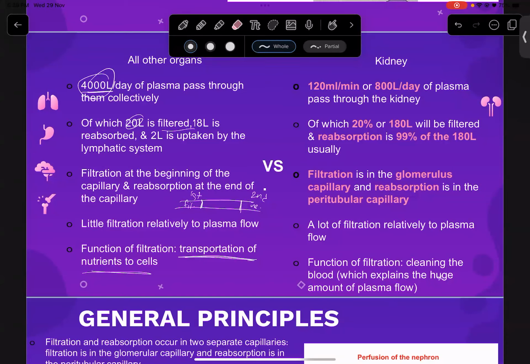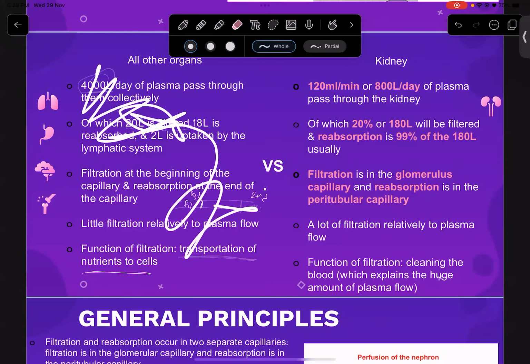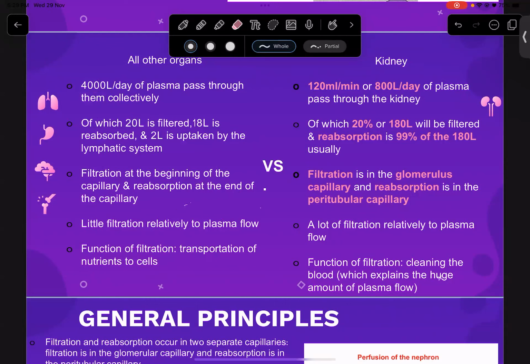Keep in mind that all of the values here, you guys don't have to memorize them. This is just for your information and to make sense of the bigger picture. On the kidney though, you have to memorize all of this, okay? So first of all, you have about 120 milliliters per minute of plasma running through it, or technically 800 liters per day. I'm going to continue with this value to have some consistency, okay?